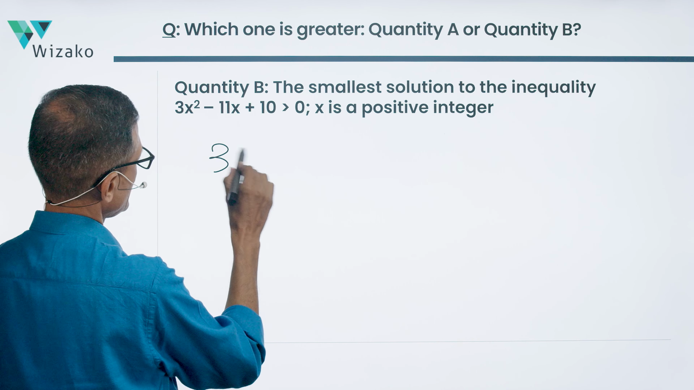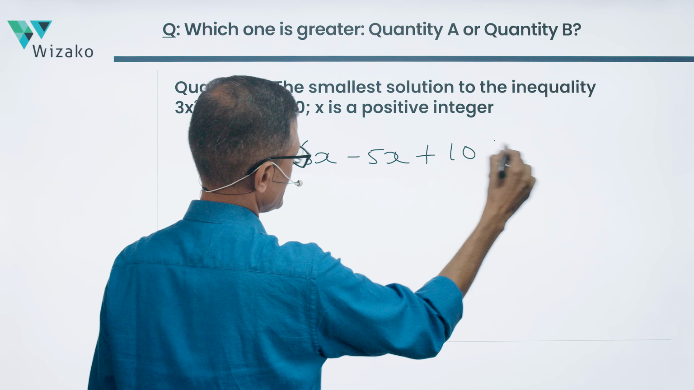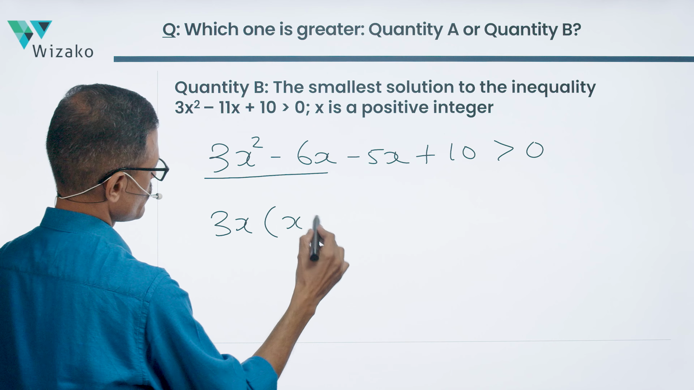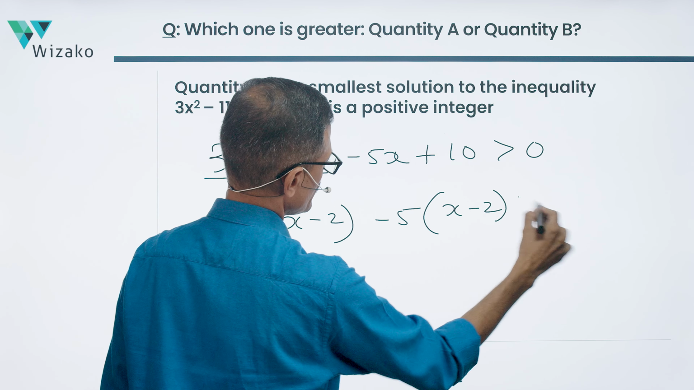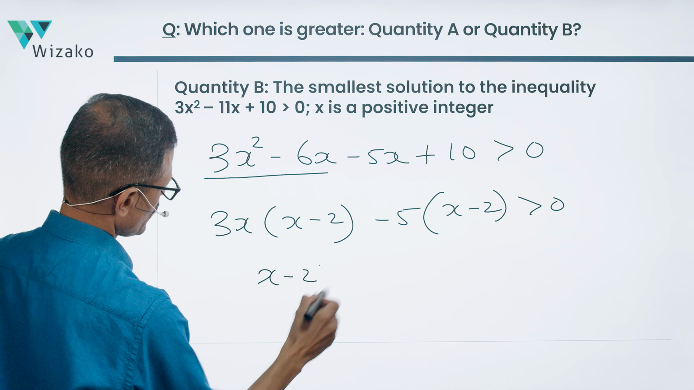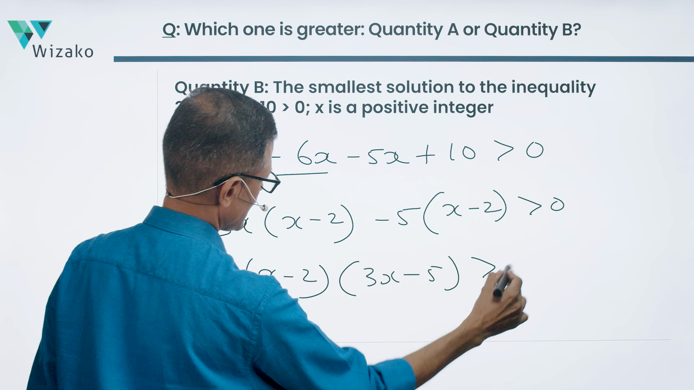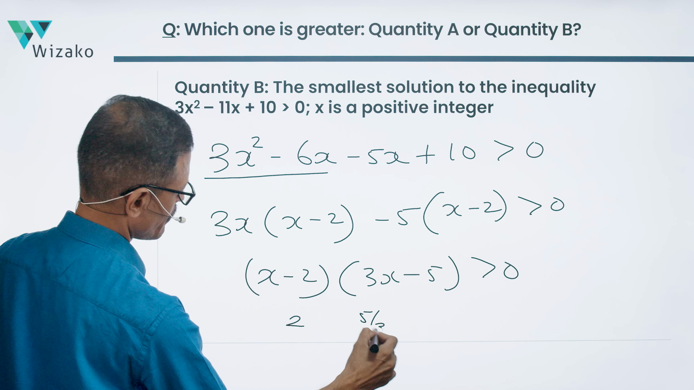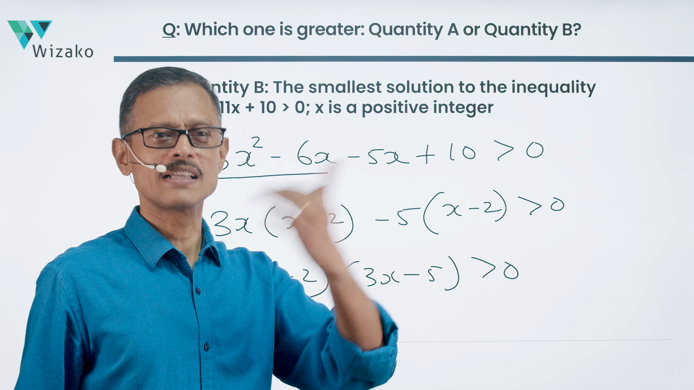So 3x square minus 6x minus 5x plus 10 is greater than 0. Take 3x common from these two terms, that will leave us with an x minus 2. Minus 5 common from the third and the fourth term, that will leave us with an x minus 2, right? Minus 5x plus 10. x minus 2 taken common from both these parts will leave us with 3x minus 5 is greater than 0. So the roots are essentially 2 and 5 by 3. 5 by 3, 6 by 3 is a 2. 5 by 3 is obviously a number which is greater than 1 but lesser than 2.